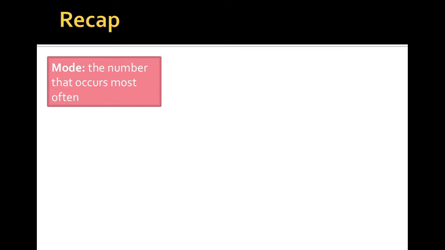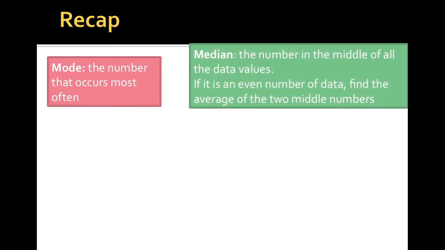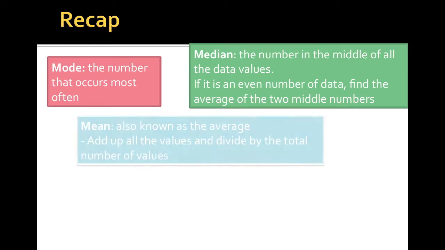So just to recap your measures of central tendency, you have mode, that's the number that occurs the most. You have the median, that is the number in the middle of all data values. If it's an even number of data, you have to find the average of the 2 middle numbers. The mean is also known as the average. You add up all the values and you divide it by the total number of values.